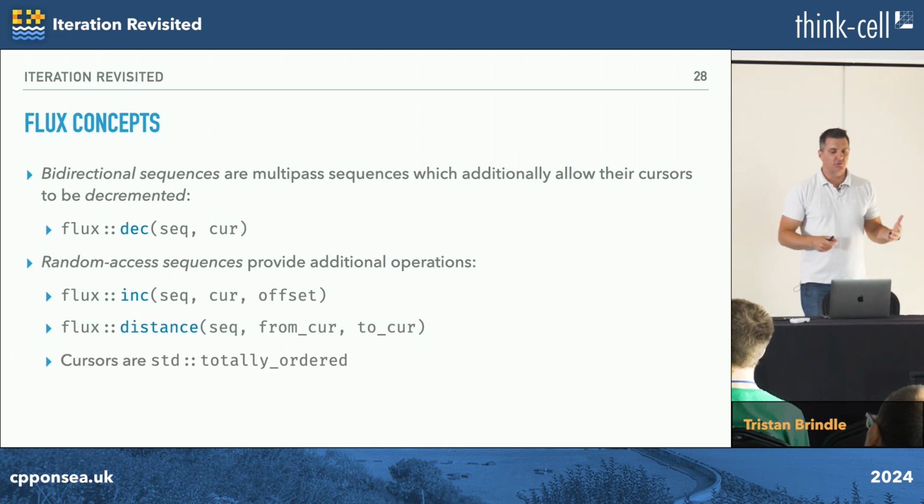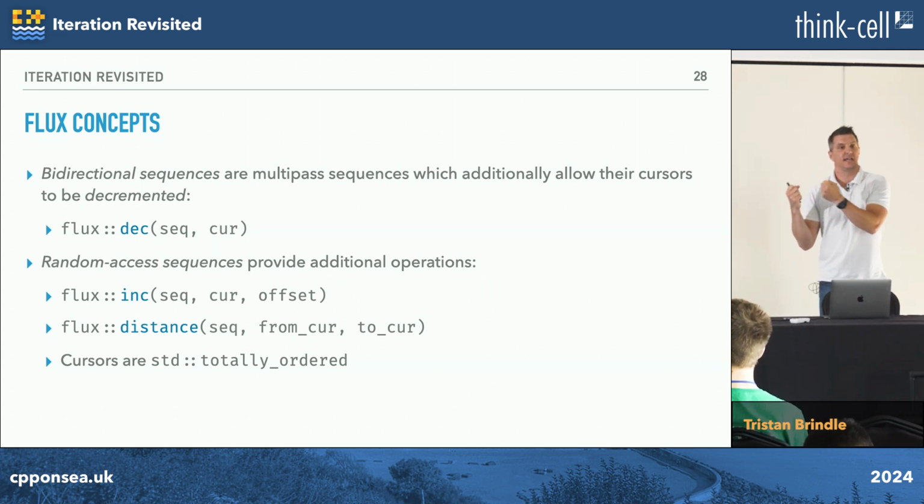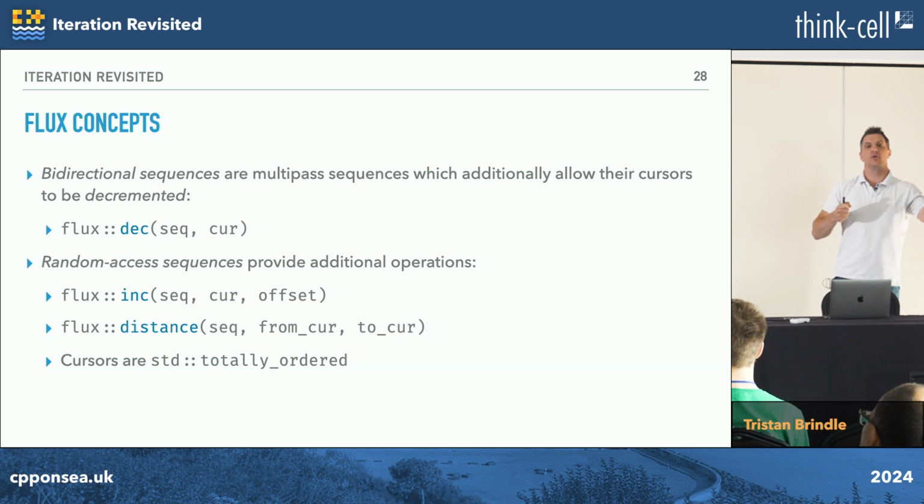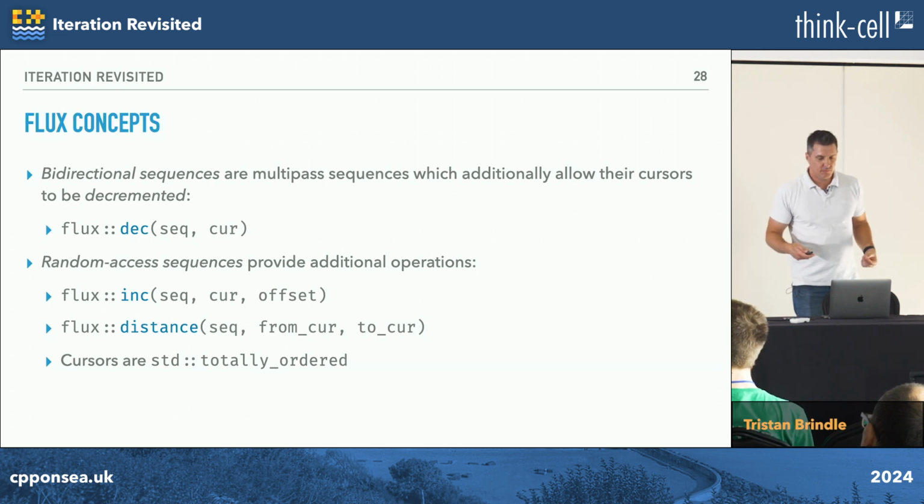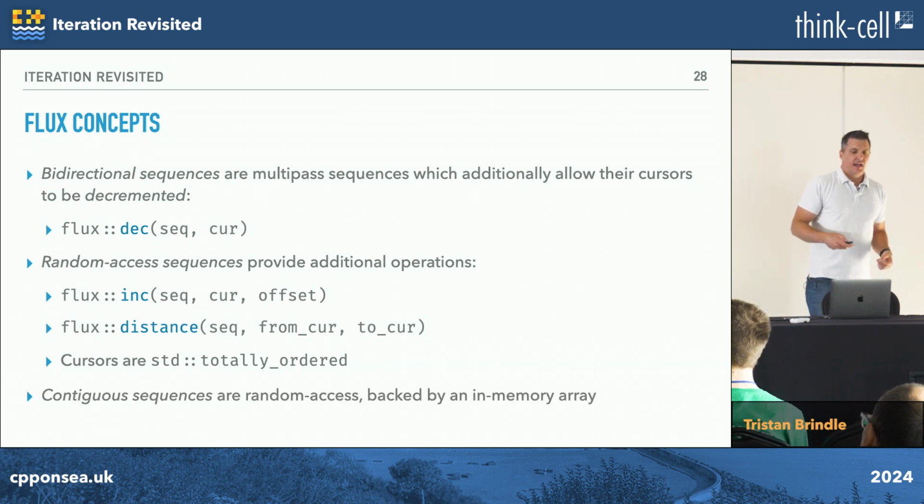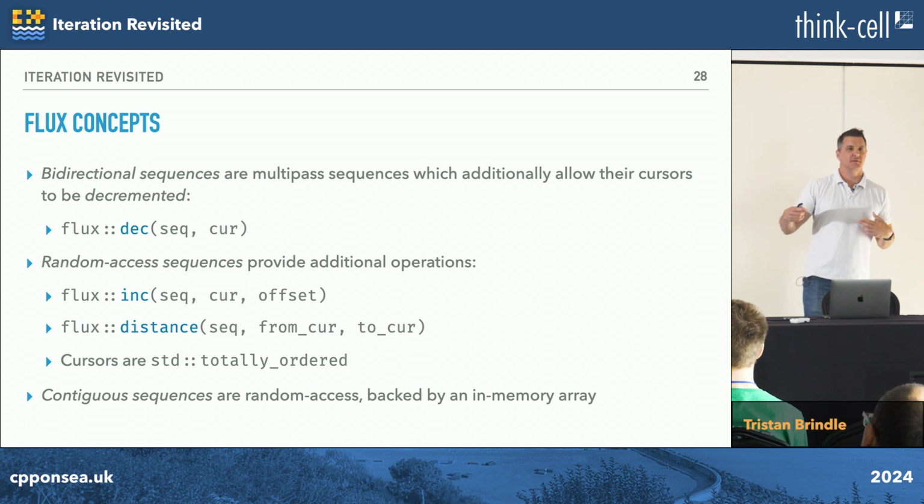Random access sequences also require that their cursors are totally ordered. That is, we can take two cursors and we can say, is this position earlier or later in the sequence than this position? Okay, so these are, not coincidentally, pretty much the same requirements, differently stated, as there are for random access ranges. And finally, we have contiguous sequences, which, like contiguous ranges, are random access and backed by an in-memory array. It means we can, in some circumstances, do low-level operations like memcpy when we know we've got trivial types and things like that.